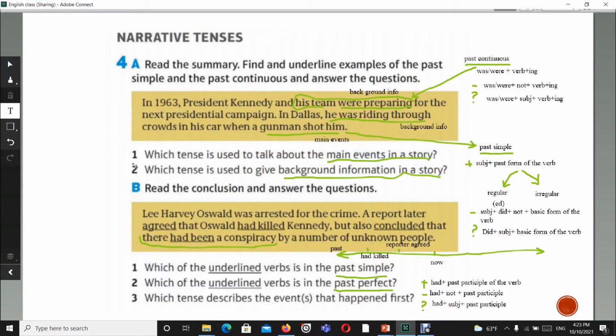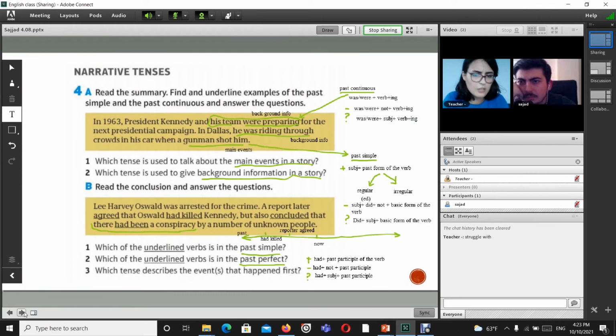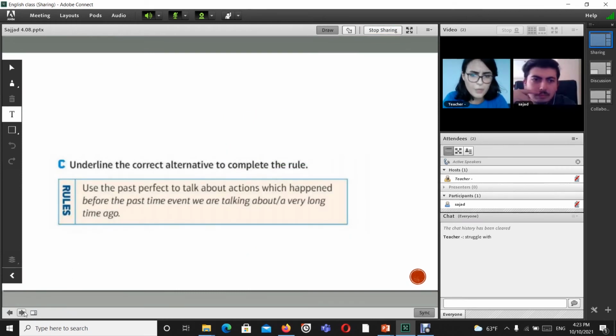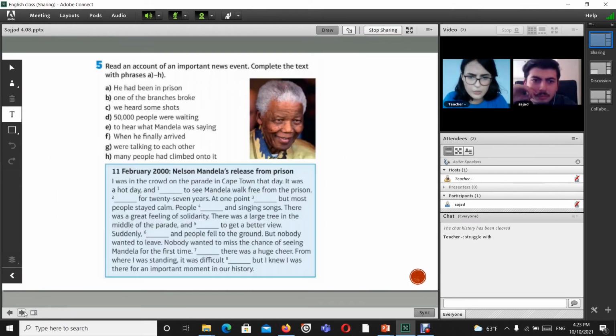With the forms. So let's continue and move into the rule. We set the rule, so we don't need this. Take a look at this part. All the information is about Nelson Mandela's release from the prison. So read it and complete the text with phrases A to H. You don't need to say, okay? Just finish it and then we can check.